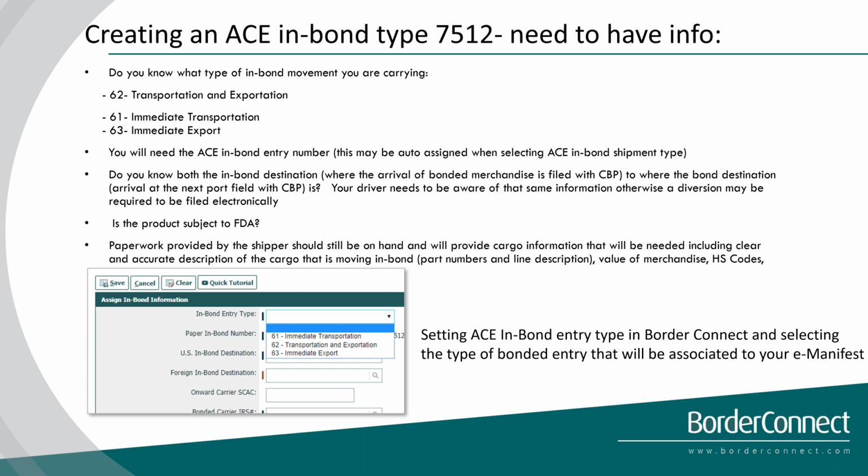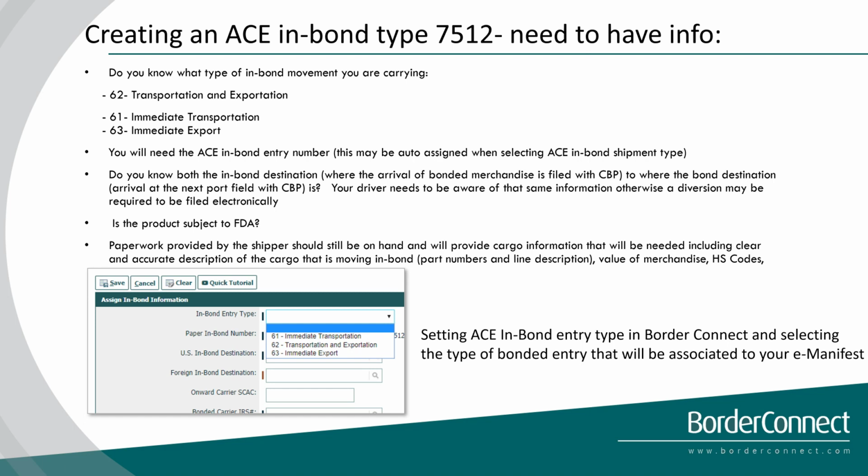When you're creating an ACE in-bond type 7512, there is some need-to-know information. Do you know what type of in-bond movement you are carrying? There are three types of bonded merchandise movements. 62 is transportation and export. So you're not only going to be transporting that merchandise, you know that that merchandise is also due to be exported out of the U.S., and you should not complete a type 62 unless you're also related to the export that's going to incur. A type 61 is for immediate transport.